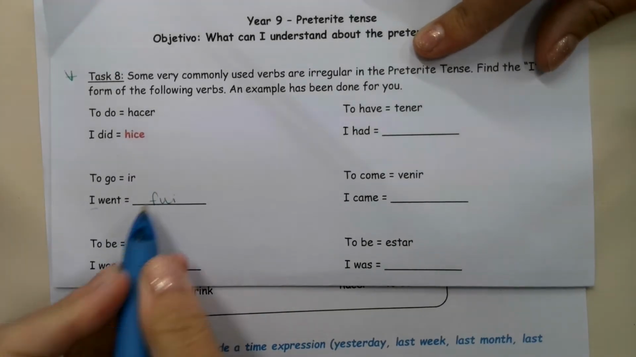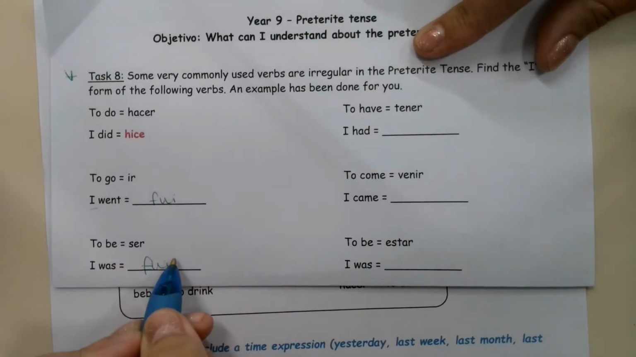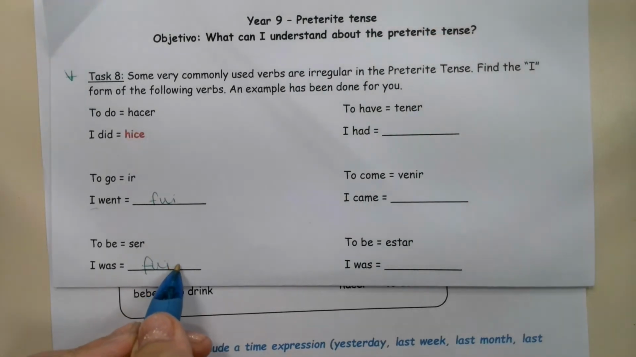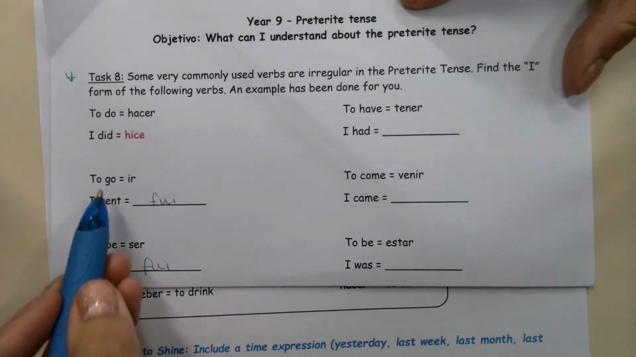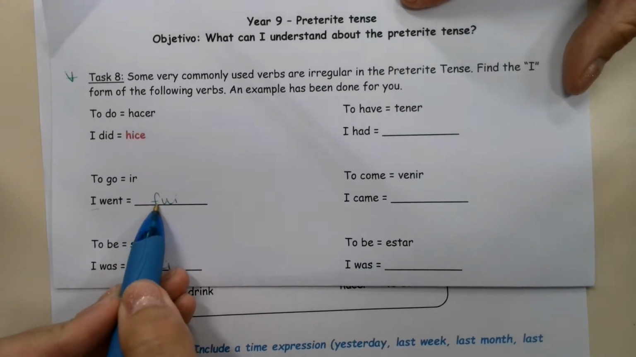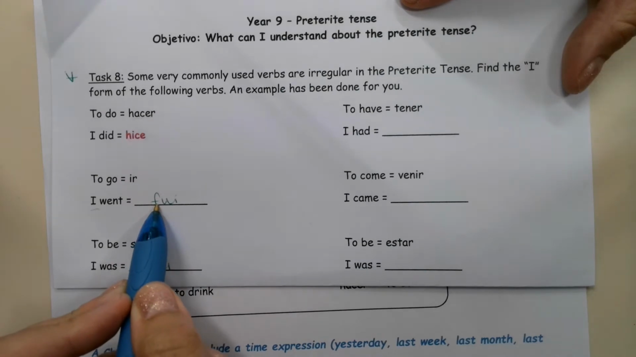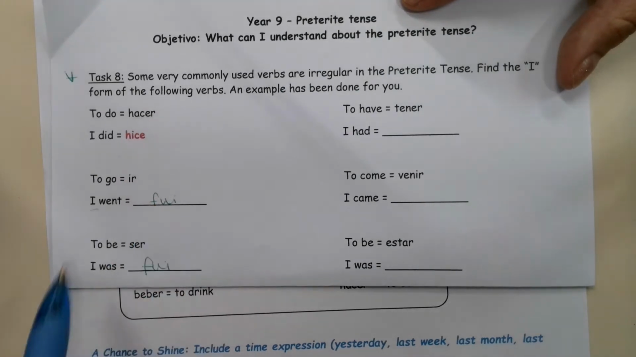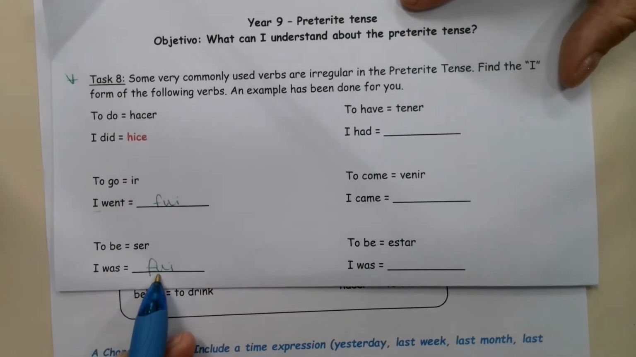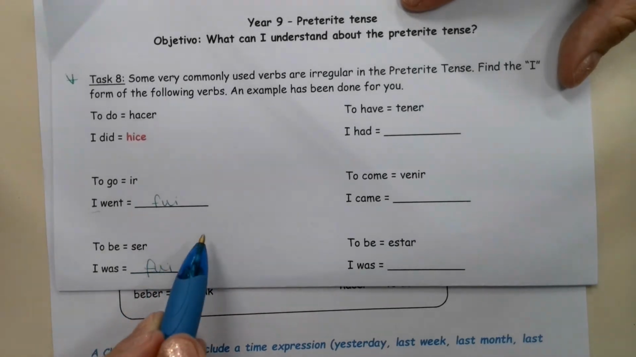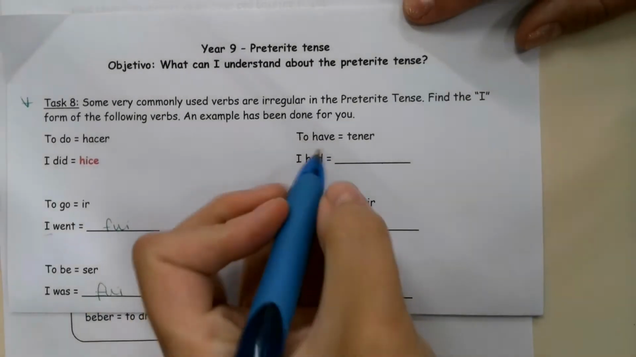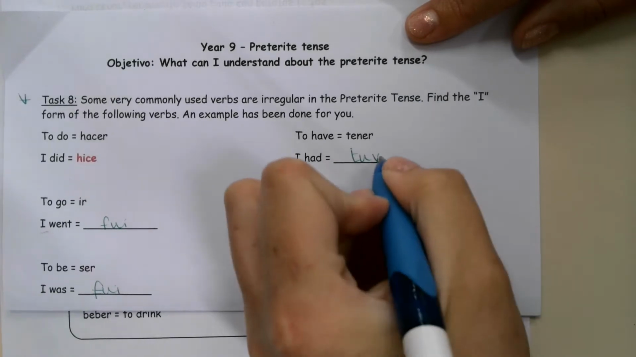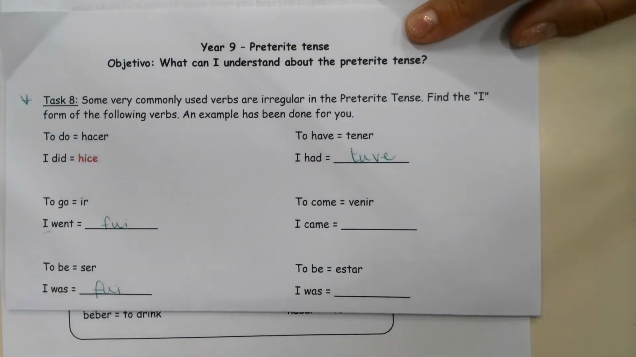So that is actually the same as the verb to go. Both of those do change in the same way in the Preterite. It just depends on the context. If you say fui a la playa, we know it's I went to the beach, not I was to the beach. And if we say fui profesor, I was a teacher, not I went teacher. Okay, to have we know is tener, but I had goes to tuve. Okay, it doesn't follow the normal rules.